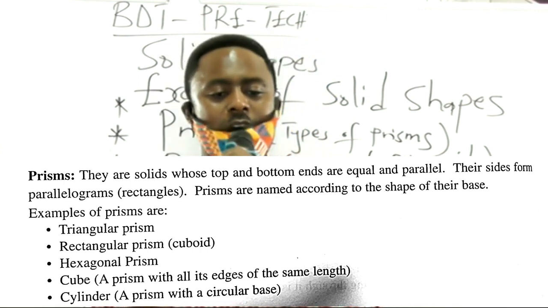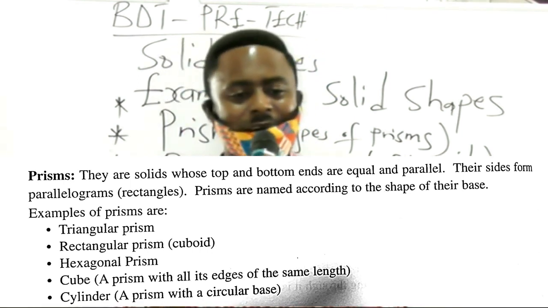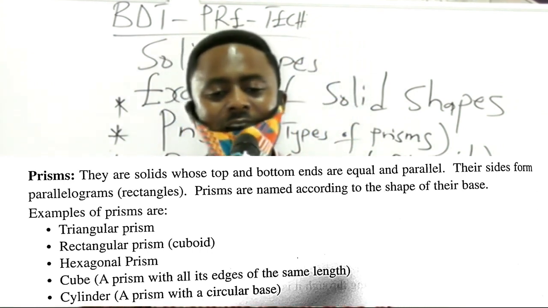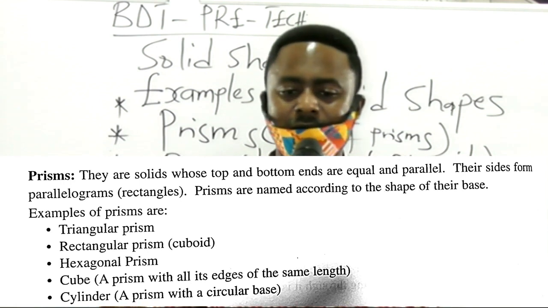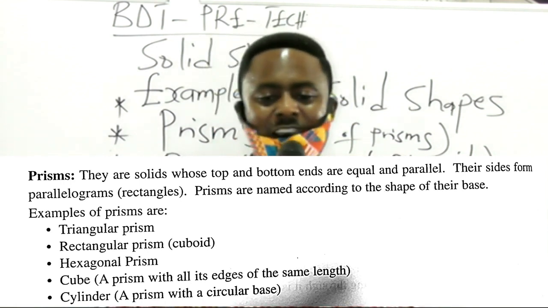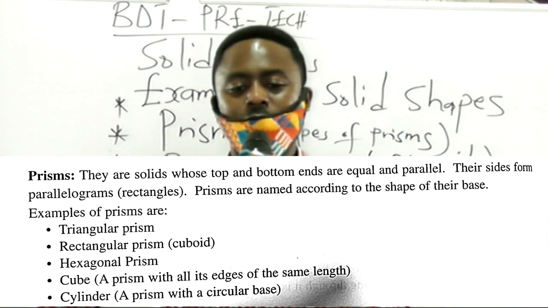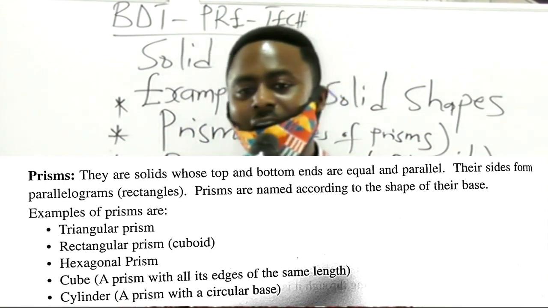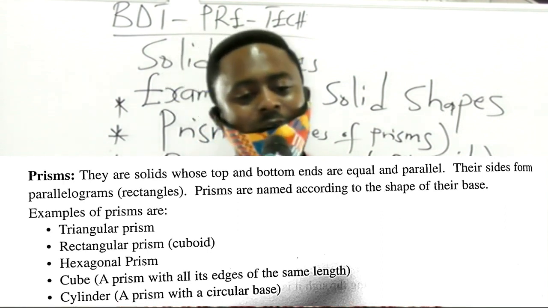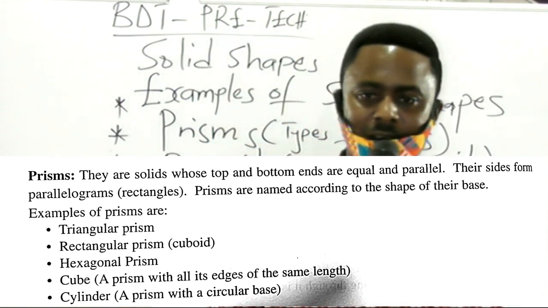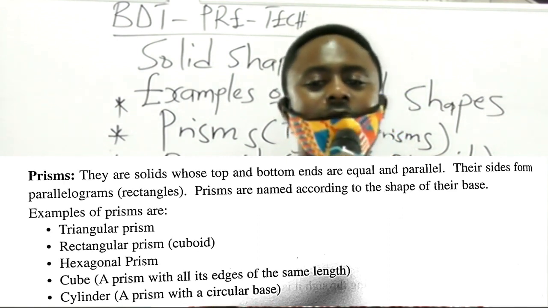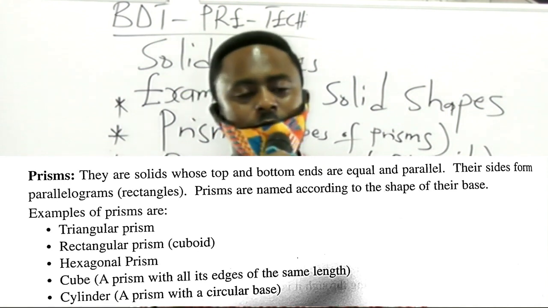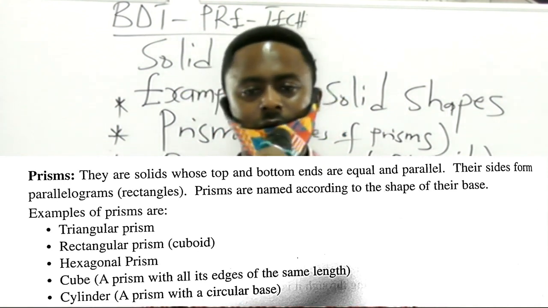Then we have a cube as an example of a prism. A cube is a prism with all its edges of the same length. Then we have a cylinder. A cylinder is a prism with a circular base. So I'll display examples of prisms for viewers to take a look at.